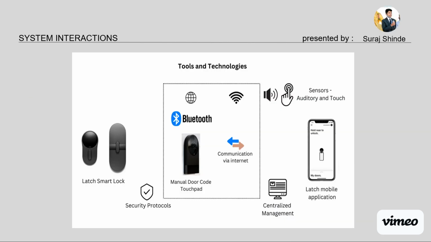Alright, for the system interactions, this keyless smart entry system has both hardware and software devices in the form of a smart lock and a mobile application respectively, that interact via both offline and online connectivity tools like internet and Bluetooth. Encompassing this subsystem is a centralized management system along with security protocols that seamlessly integrate these hardware and software tools and technologies. But this is out of the scope of this study.